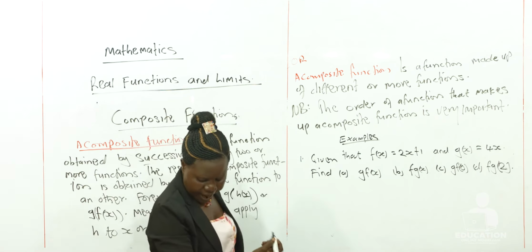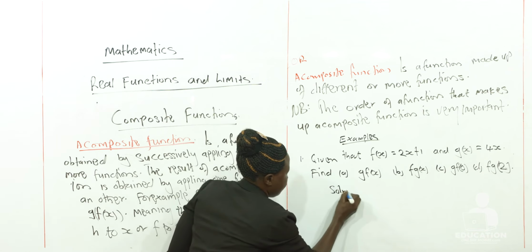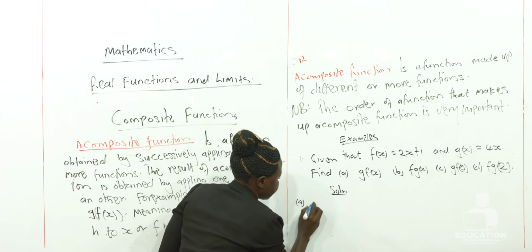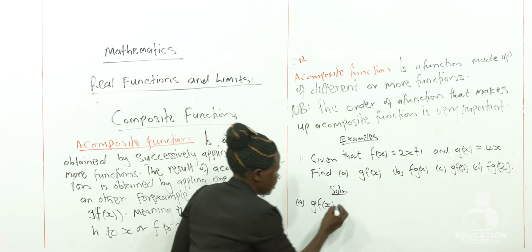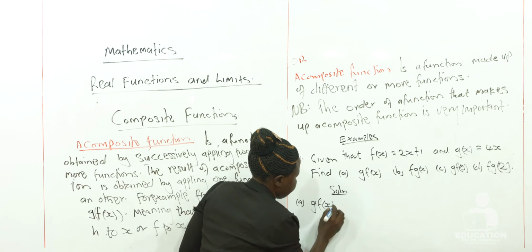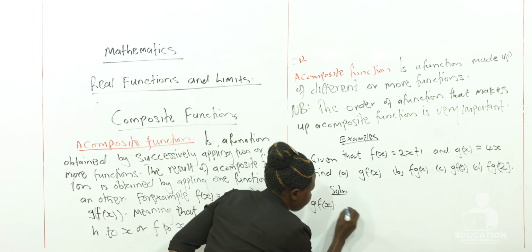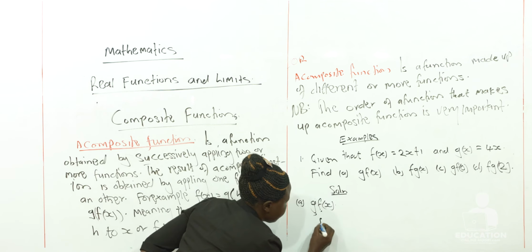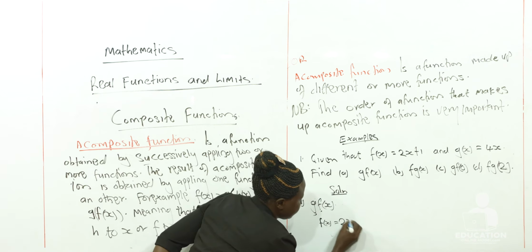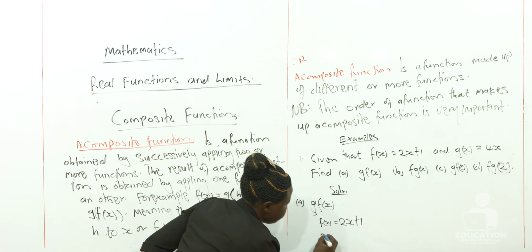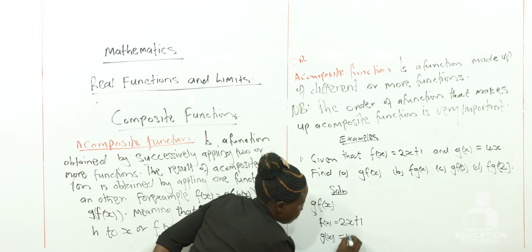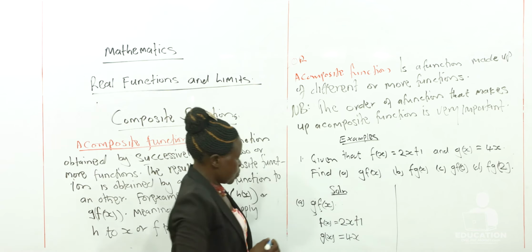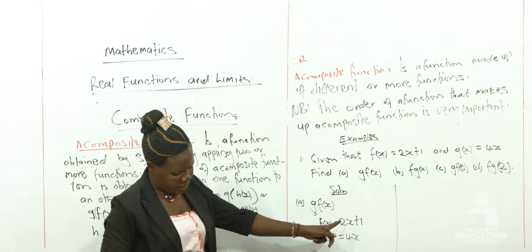So gf. We look at the solution: a, that is gf of x equals gf of x. For us to get this, we look at f, which is first here. So we have function f given as 2x plus 1, and function g given as 4x. Now if we are to find gf, that means we are going to have two.